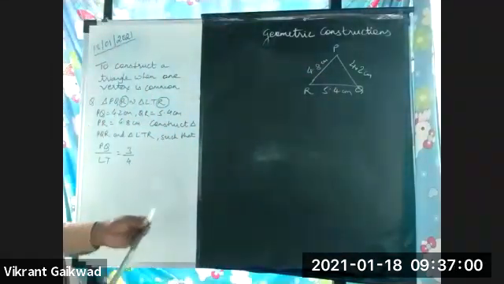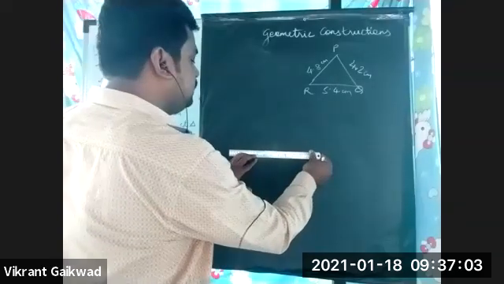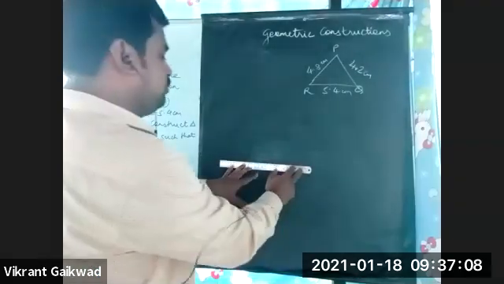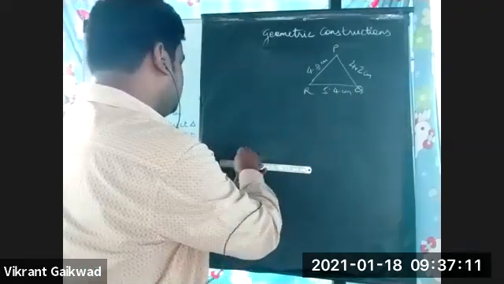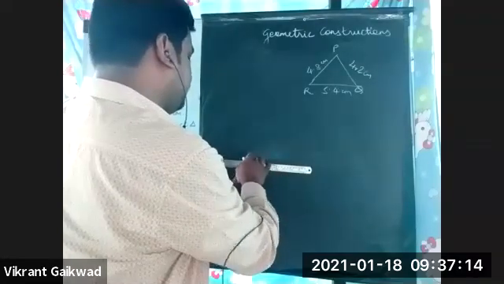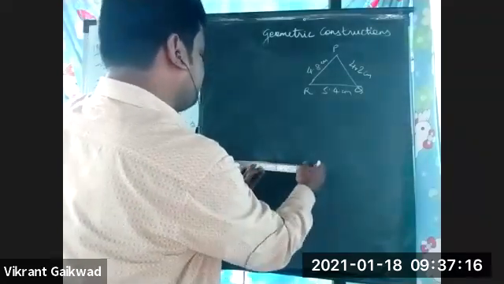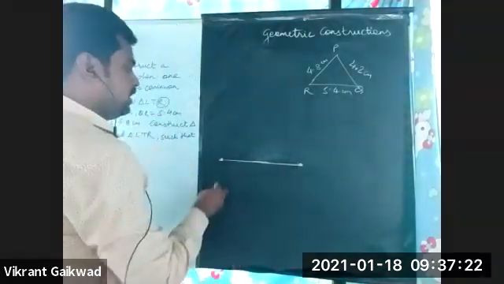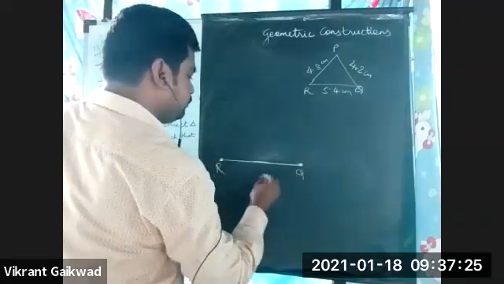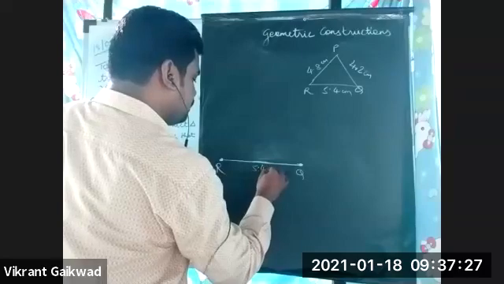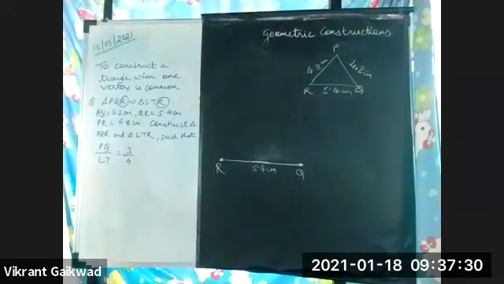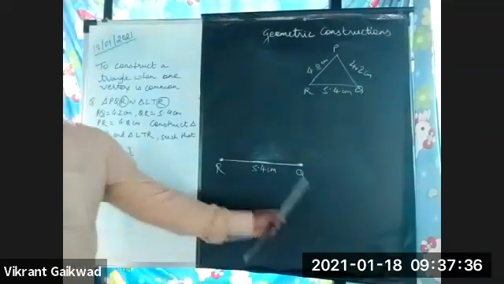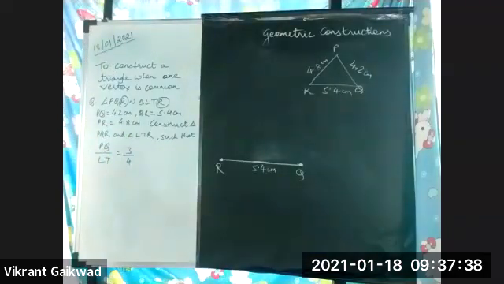So what we'll do is, we'll start the construction of triangle PQR. To begin the construction, you have to draw the base. We have drawn the base RQ, 5.4 centimeters.